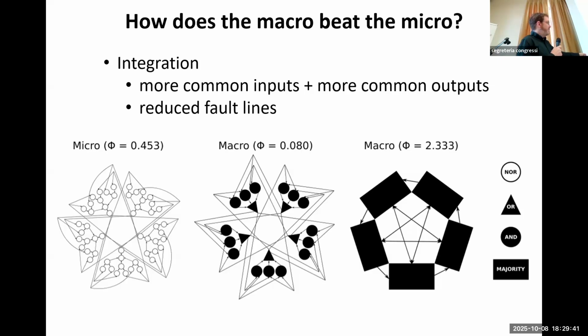So the way you see it here is, let's say I was to cut out just one of these NOR gates. It only does one thing. Its output is one thing. So it's only got one connection you're losing. So that's a fault line.